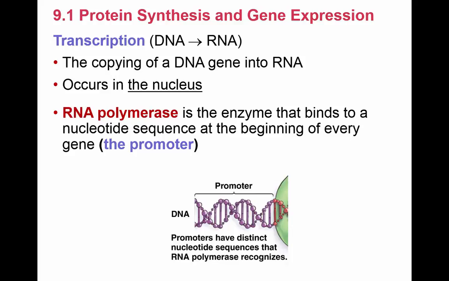And then there's a really important structure that's used in transcription. It's known as RNA polymerase. Now, before we go any further, what is RNA polymerase? Well, because of its ending ASE, you automatically know it's an enzyme. So what does this enzyme do? Well, this enzyme binds to every nucleotide sequence at the beginning of every gene, which is known as the promoter, so where this whole process starts.